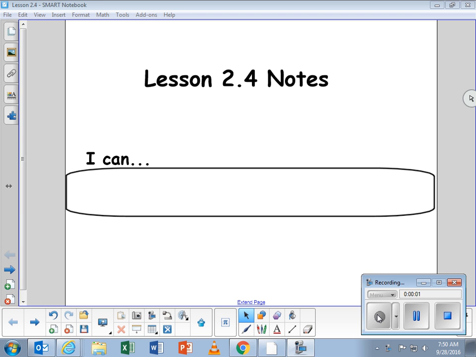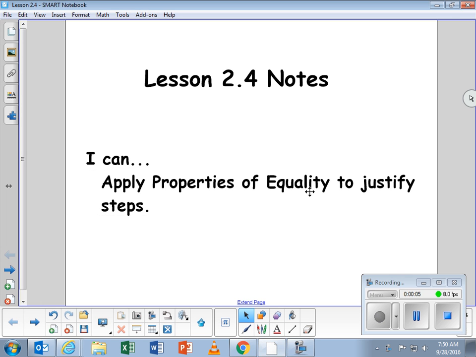So today, in lesson 2.4, we're going to talk about applying properties of equality to justify steps. We're going to learn a couple new theorems, and we'll apply the properties.